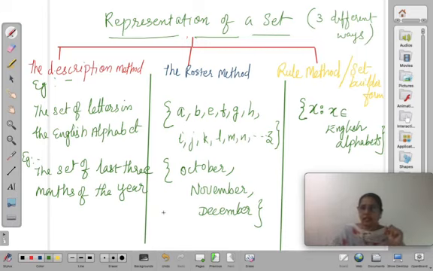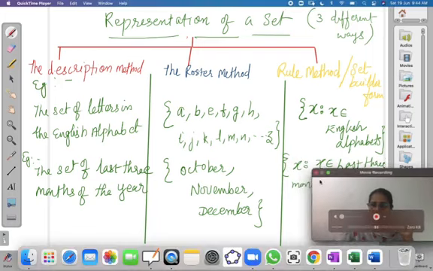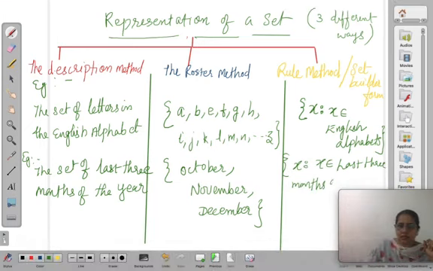Then how can we write it in the rule method? That is, X such that X is an element of last 3 months of the year. Okay, X is an element of last 3 months of the year. So this is the rule method or set builder form. Is it clear now? Thank you, children.